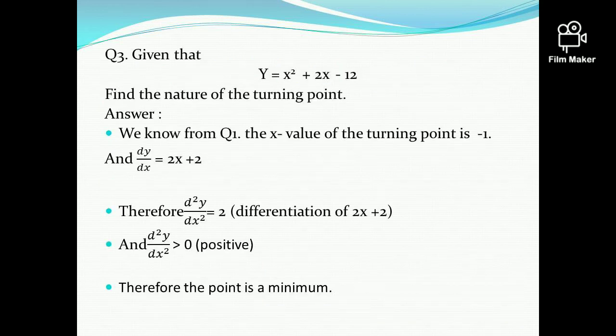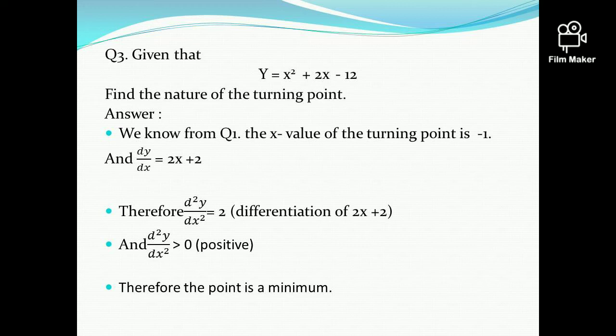Let's try to apply our known theories to find the nature of the turning point for the curve y equals x squared plus 2x minus 12. Remember children, this question is a continuation of question number 1. From question number 1, for the same equation we already found the x-coordinate of the turning point is minus 1. If you differentiate this equation once, you will obtain 2x plus 2. If you equate it to 0, you get the answer x equals minus 1. That is already done in question number 1.